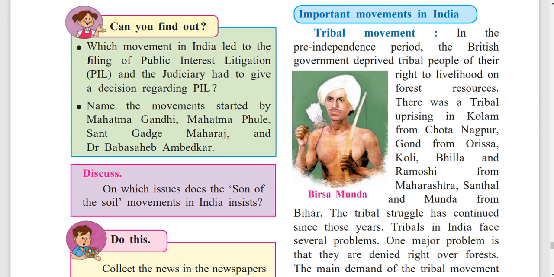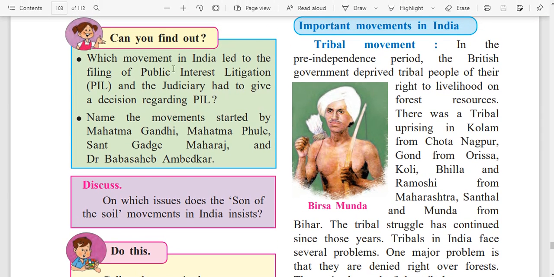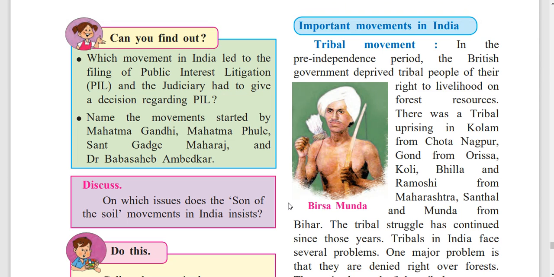Can you find out which movement in India led to the filing of Public Interest Litigation (PIL), where the judiciary had to give a decision regarding PIL? Name the movement started by Mahatma Gandhi, Mahatma Phule, Sant Gadge Maharaj, and Dr. Babasaheb Ambedkar. Discuss on which issues the son of the soil movements in India insist.